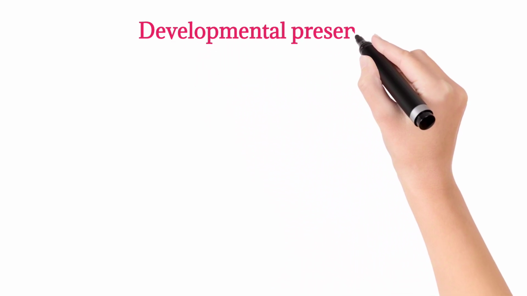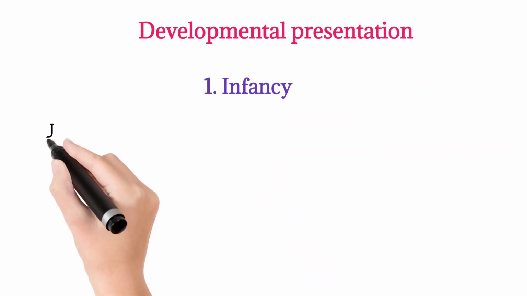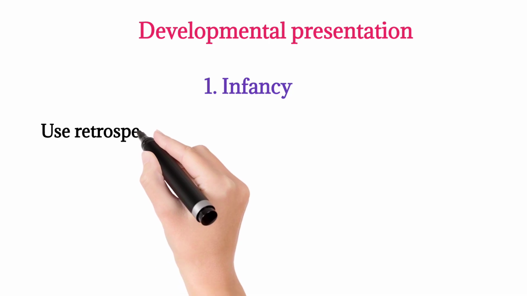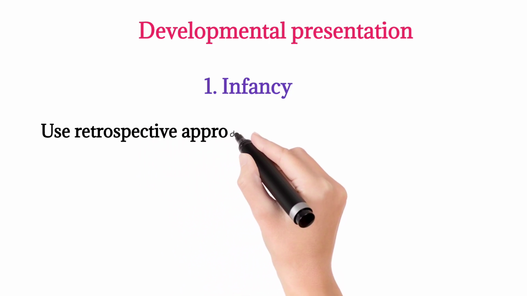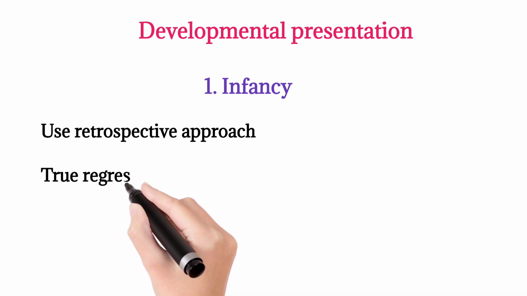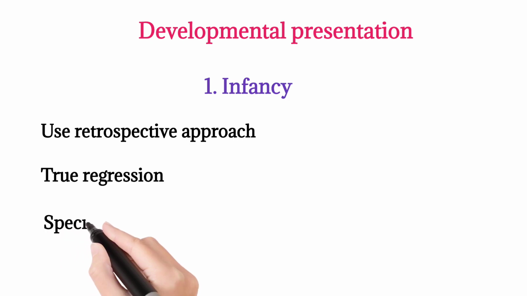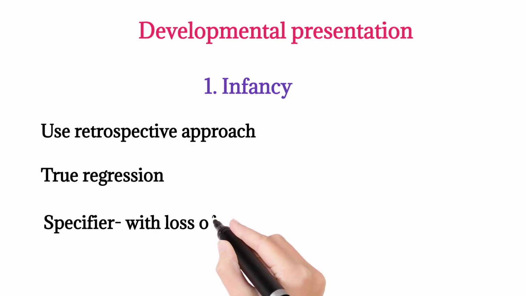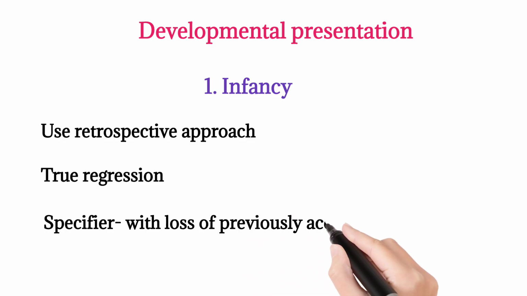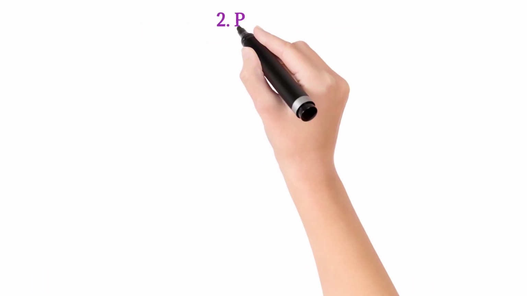We will see the developmental presentation as per the age. In infancy, we have to use the retrospective approach. True regression, if present with an onset between 1 and 2 years of age, is unusual but significant, and we have to use the specifier with loss of previously acquired skill.